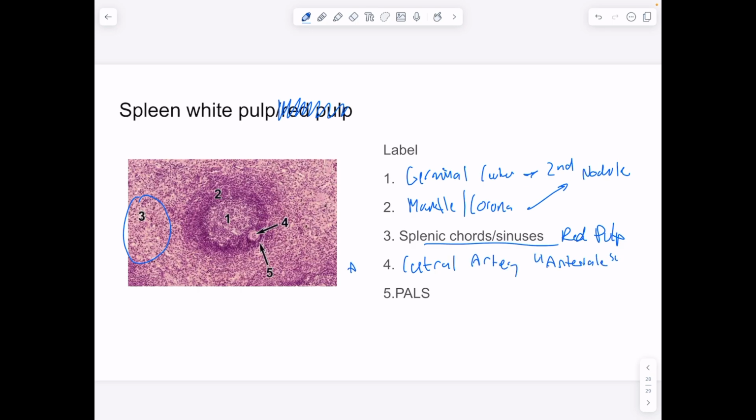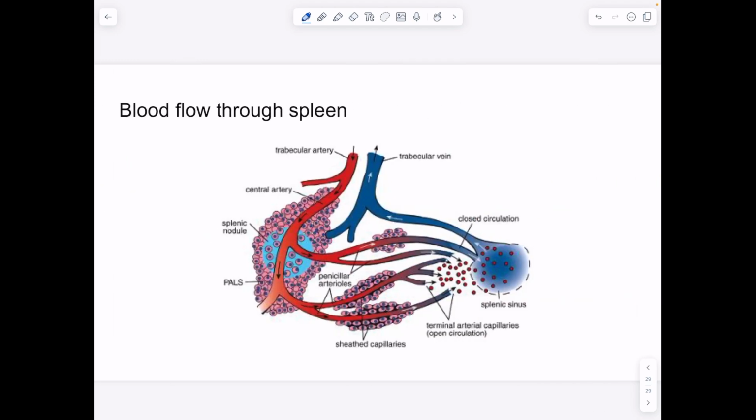And if that is our arm, then the PALS, which has our T cells, is like our sleeve, and our secondary nodule is like our fist, or maybe you have a gigantic tumor on the side of your arm. All right, blood flow through the spleen. We have the central artery with the secondary nodule around it. We have the PALS as our sleeve. And so we have our sinuses that take in red blood cells. And yeah, all right, so that's it.